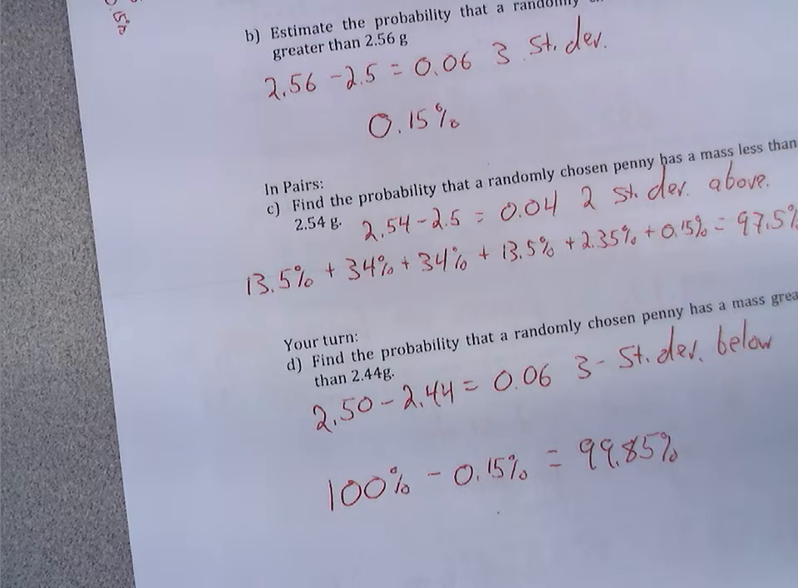Okay? And that's how we can use normal distributions. As long as we know the mean and standard deviation of a population, we can use the rules of a normal distribution to actually make predictions as to what the chances are of getting a certain result if you were to just take a random sample from a population.